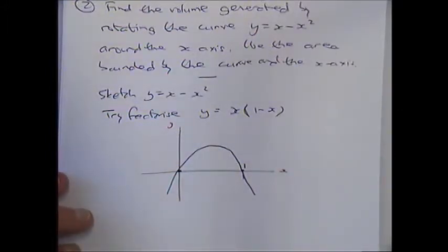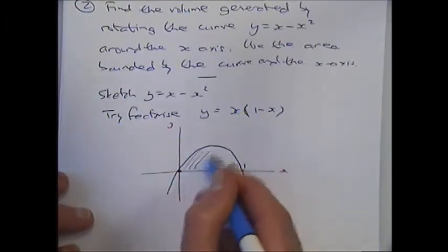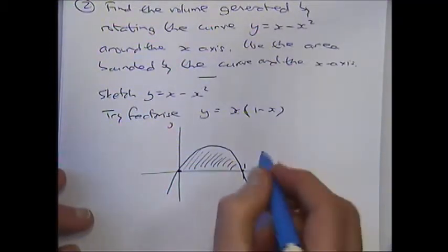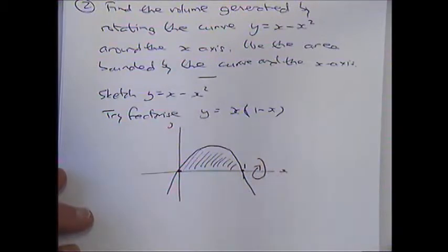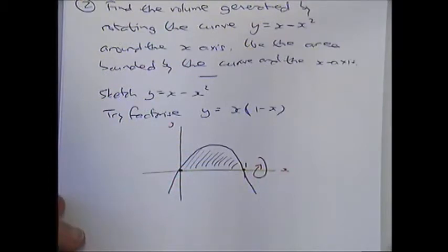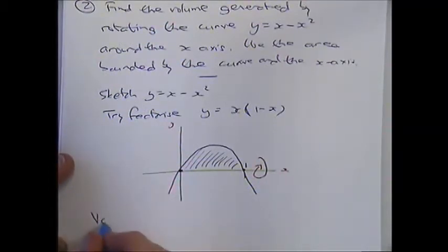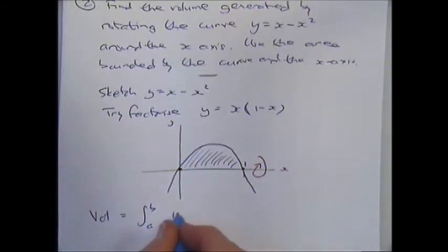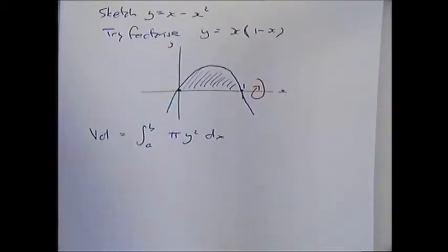And we had to find the area bounded by the curve and the x-axis. Well, there's the curve and the x-axis. So we're just talking about that area there. And we are rotating this one around the x-axis. You just want to do that to help yourself. So, the rule we had for finding the volume when we rotate around the x-axis was integrating between our limits a and b, pi y squared dx. I'm going to shunt the question off the top, keep this here.